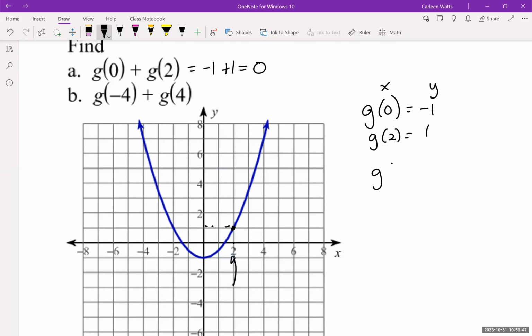Okay, what is g of -4? So when the x is -4, correct. So is 7. Now, this is a parabola, whose axis of symmetry is the y-axis. So if g of -4 is 7, what is g of +4? It's also 7, because it's symmetrical about the y-axis.